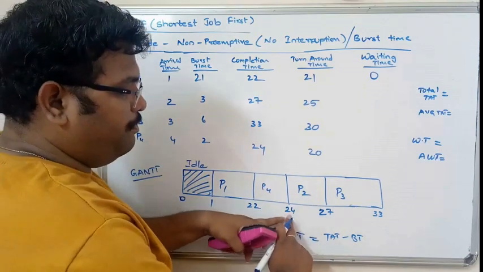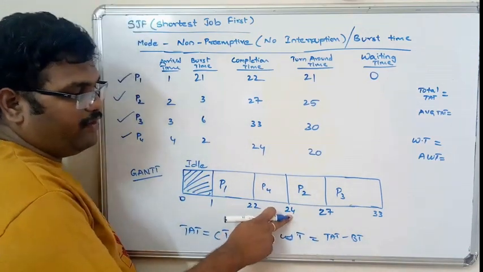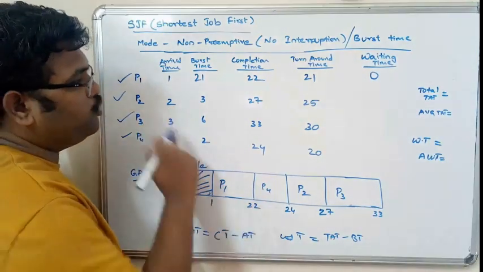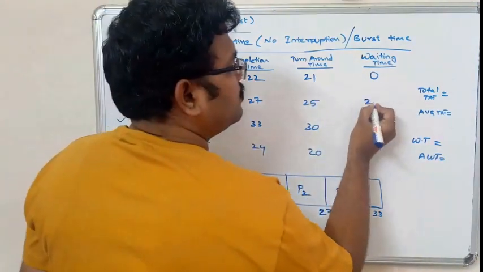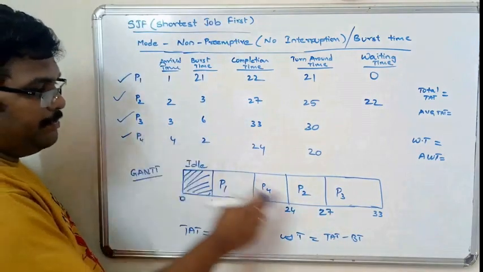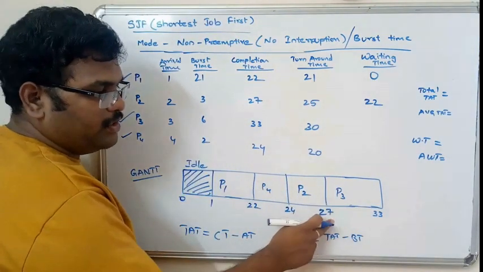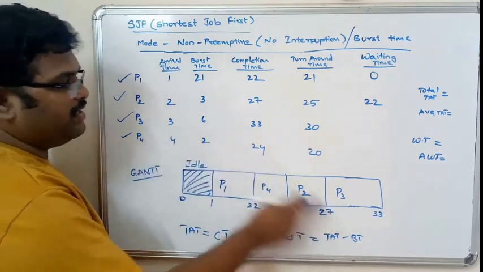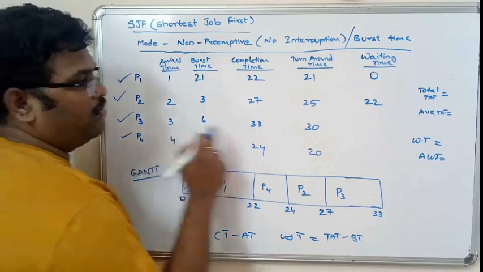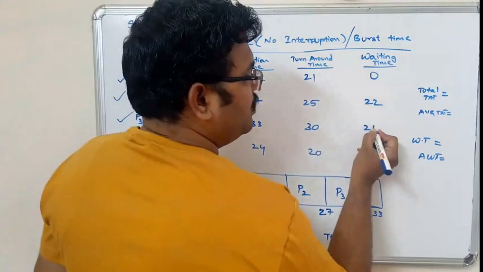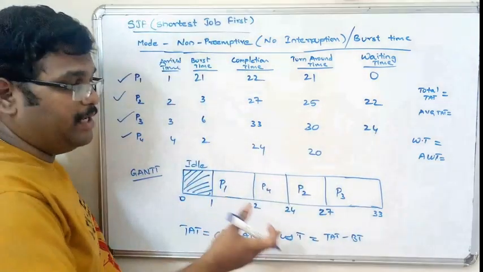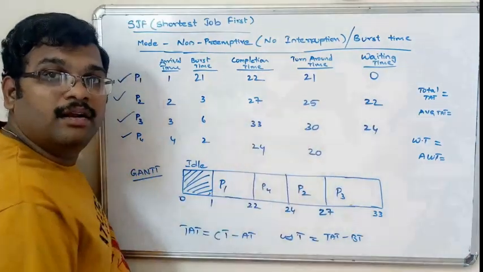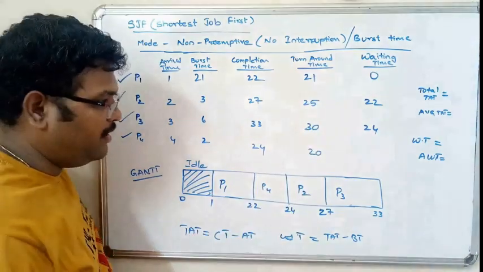And coming to P2, P2 is allocated the CPU at 24 and arrived at 2. So 22. Next, P3. P3, the CPU is allocated at time 27 and arrived at 3. 27 minus 3, so 24. So 30 minus 6, 24. So I am saying the 2 ways, right? So based upon the formula, we can write this waiting time, or by using this Gantt chart also we can find out the waiting time, right?